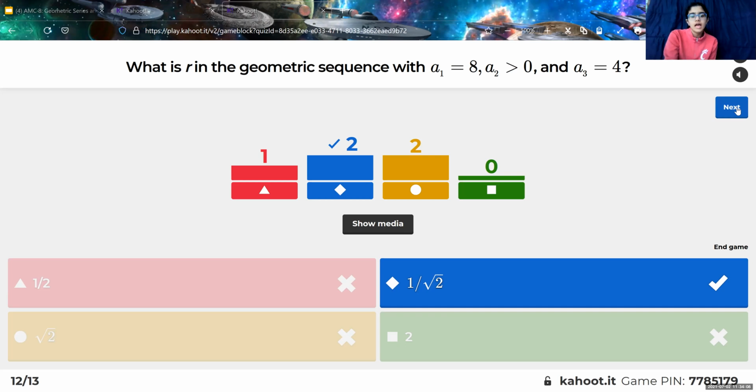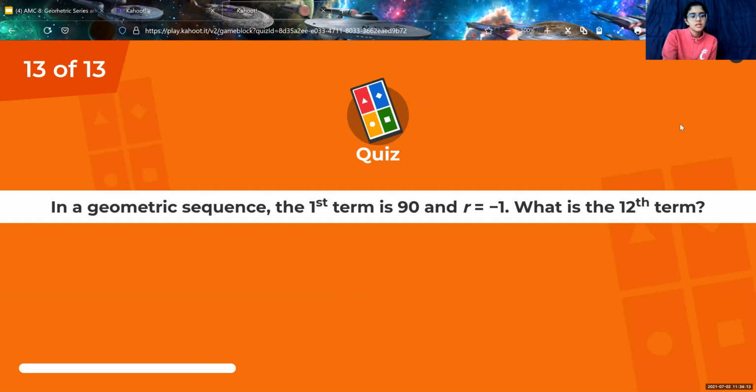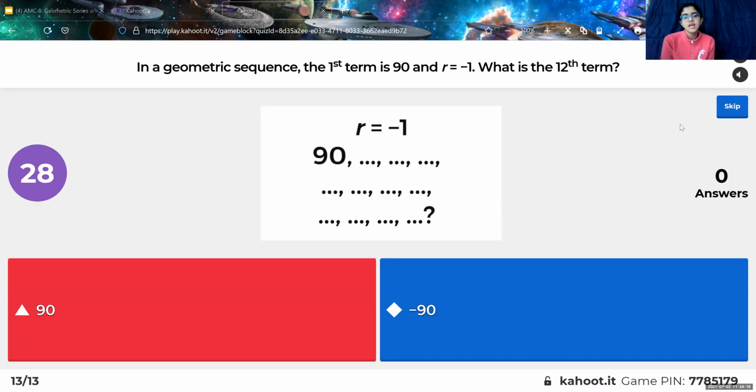Okay. Last question. In a geometric sequence, the first term is 90 and the ratio is -1. What is the 12th term? So remember, to find the 12th term, you do the common ratio to the power of n minus 1, and then you multiply that by the geometric sequence's first term.